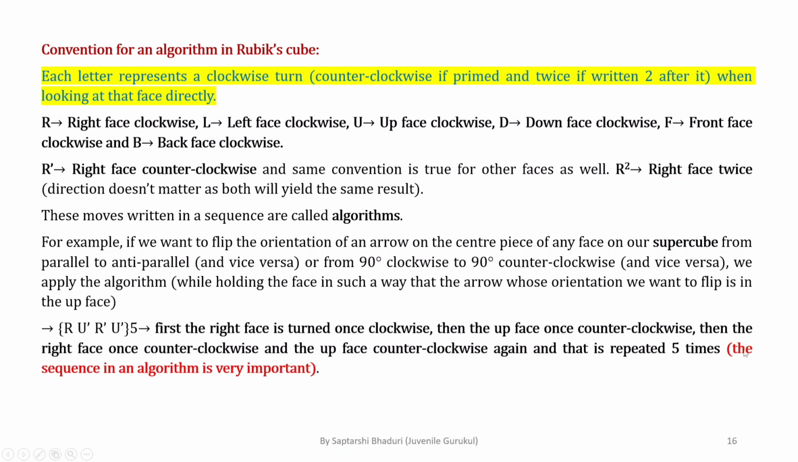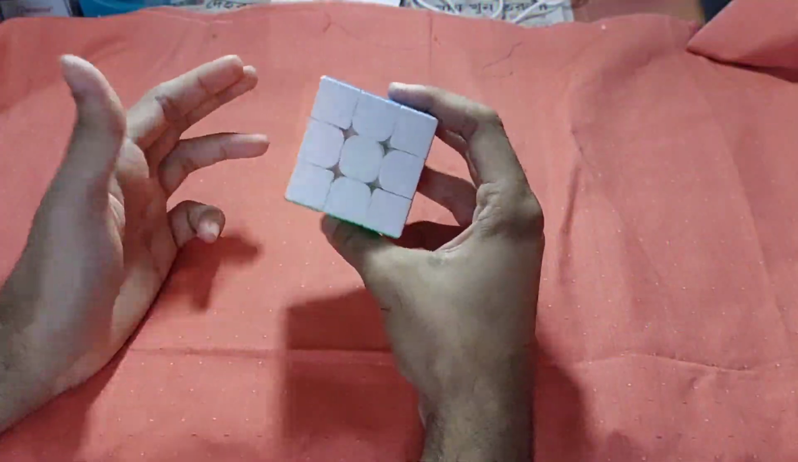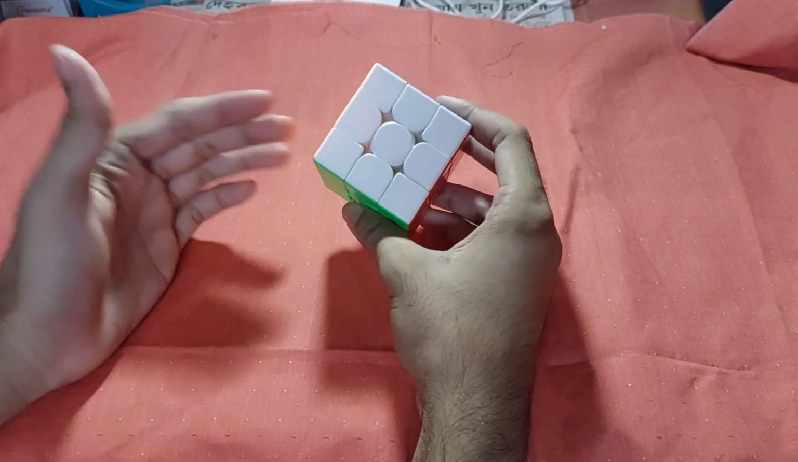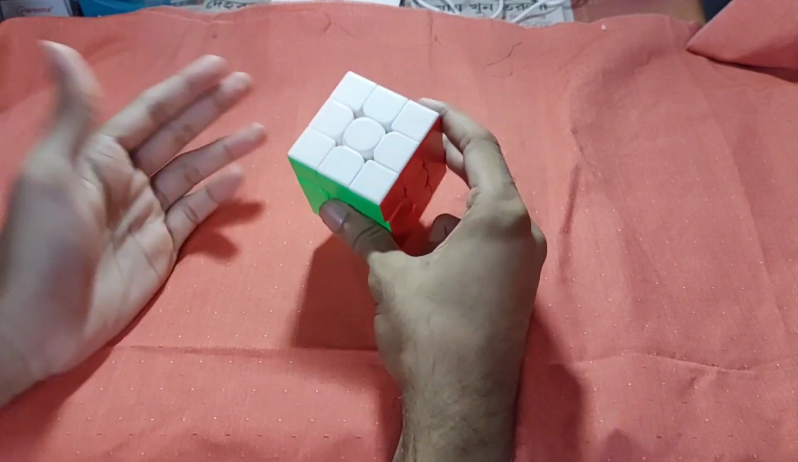And we have to note here that the sequence in an algorithm is very important, as the Rubik's cube group is not a commutative group. This algorithm, which is written here, is shown in the next video. Please watch it carefully. So the algorithm I am going to show you now is R U prime, R prime, U prime 5 times in a row.